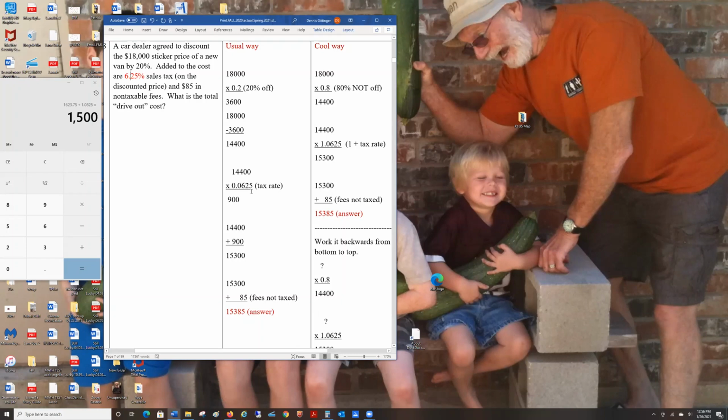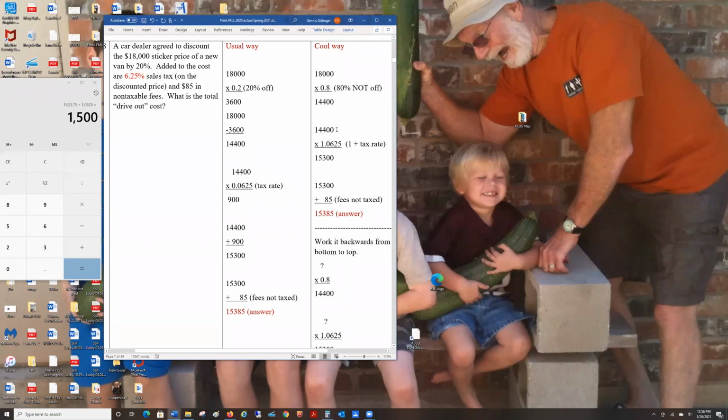Yeah, because it's faster and more accurate than I am. Always looking at the calculator. 14,400 times 0.0625 is 900. You can double check me later. But the other way to get 900 is to realize this.